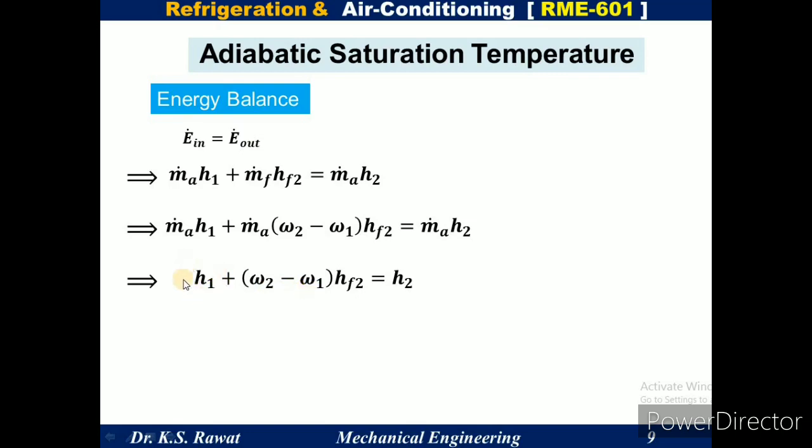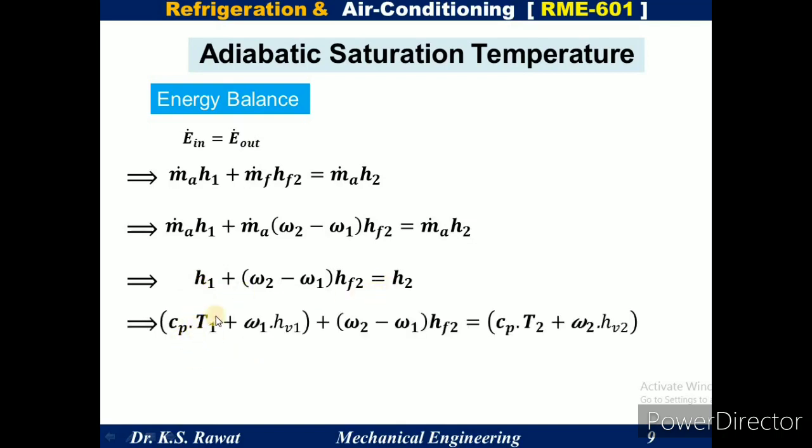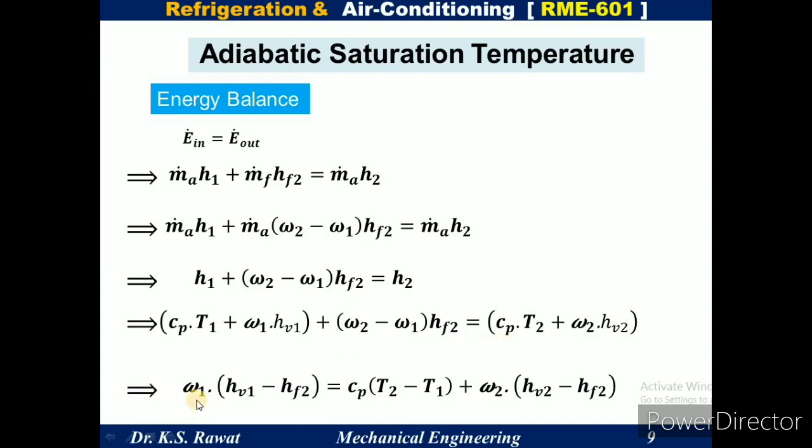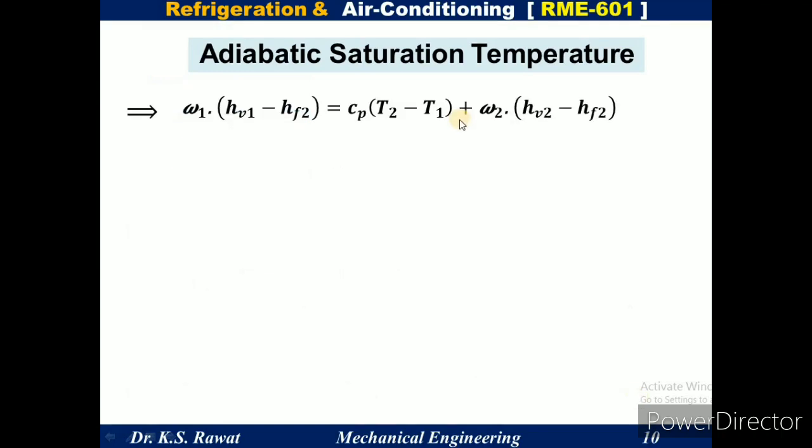We also know that the enthalpy of the air is the summation of the enthalpy of the dry air and the moisture part. So we can write h1 and h2 like this: Cp T1, where T1 is the dry bulb temperature, plus omega 1 hv1 plus (omega 2 minus omega 1) hf2 equals Cp T2 plus omega 2 hv2. By simplifying this equation, we get omega 1 (hv1 minus hf2) equals Cp (T2 minus T1) plus omega 2 (hv2 minus hf2). So we have this equation.